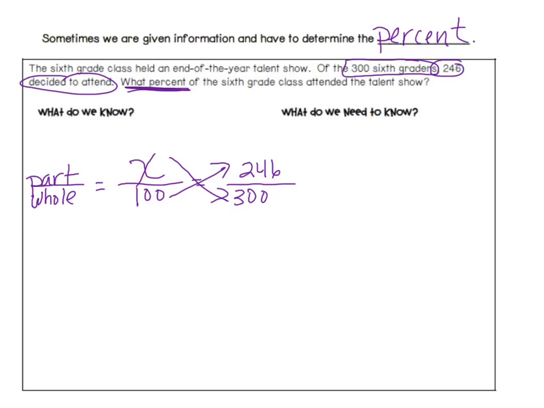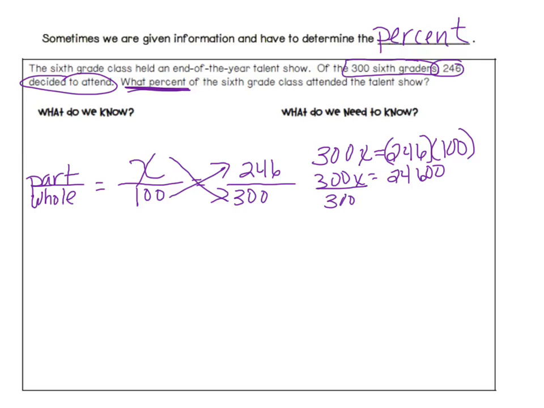So now I'm going to solve it just like I did before, even though the X is in a different place, by using cross multiply and divide. So we have that 300X equals 246 times 100. So 300X equals 24,600. And then, of course, we have to divide by 300.